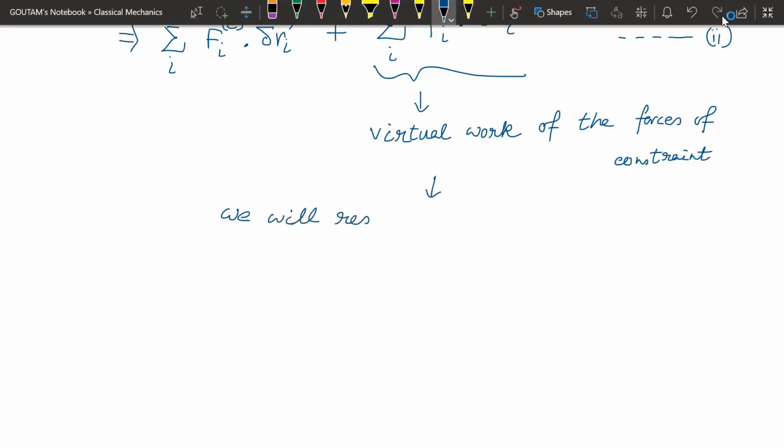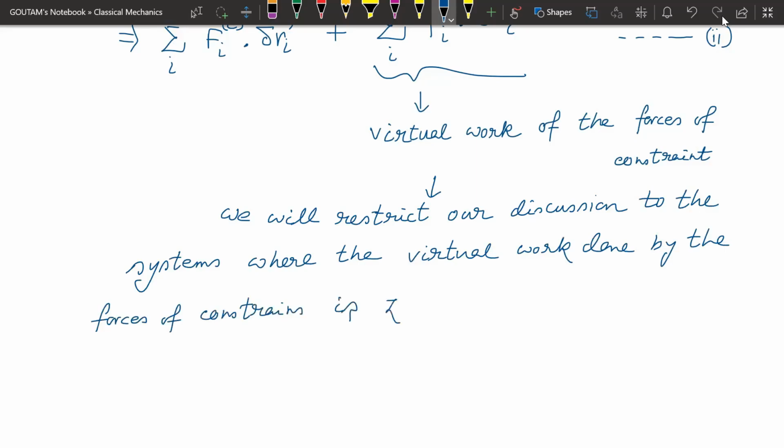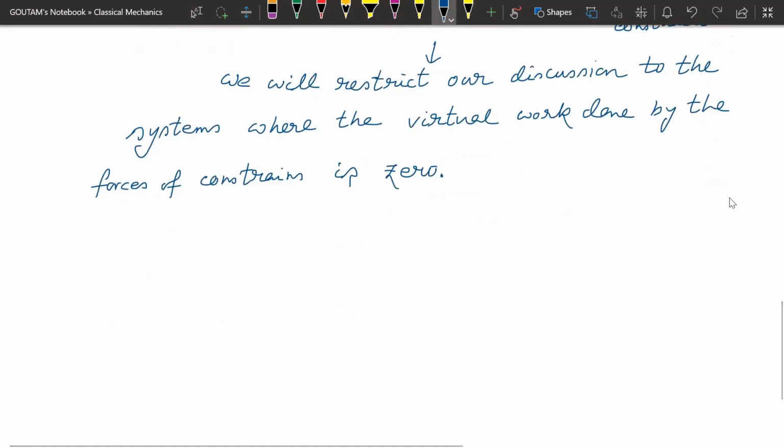So we'll restrict our discussion to the systems where the virtual work done by the forces of constraint is zero. There are a large number of systems which fall into this category.